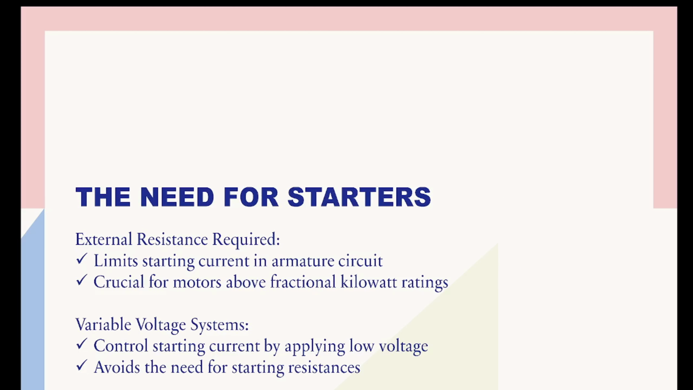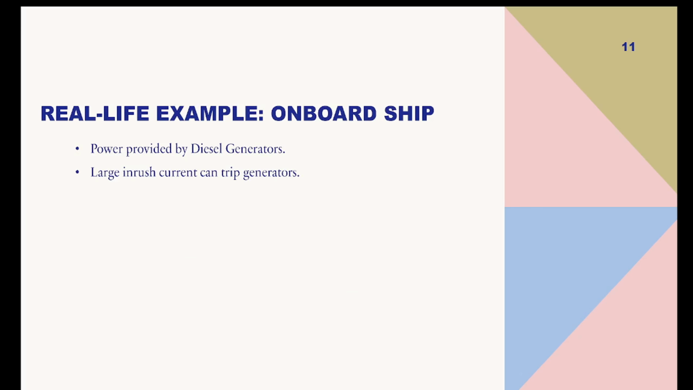The need for starters. External resistance. For most motors, we use external resistance in the armature circuit to limit the starting current. This is particularly important for motors above fractional kilowatt ratings. Variable voltage systems. In some cases, where variable voltage is available, you can control the starting current by applying low voltage at startup, avoiding the need for starting resistances. Real-life example: onboard ship. Onboard ships, where power is provided by diesel generators, starting large motors without a starter can cause the generator to trip due to the large inrush current.